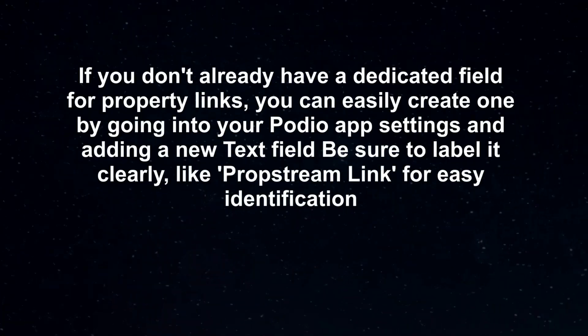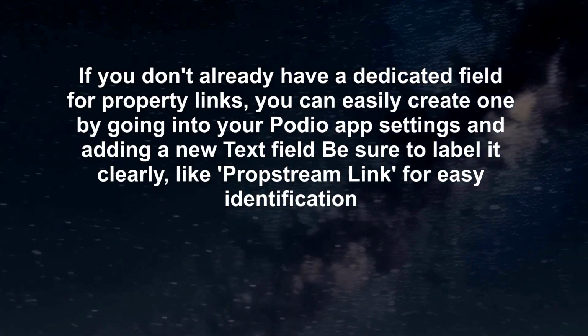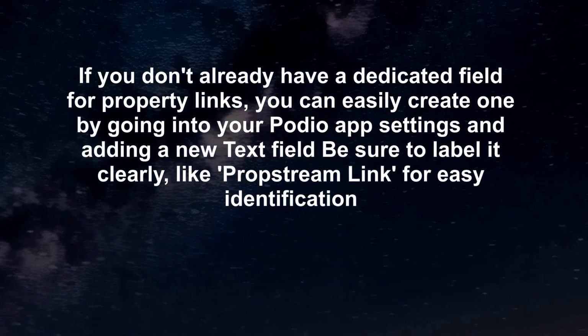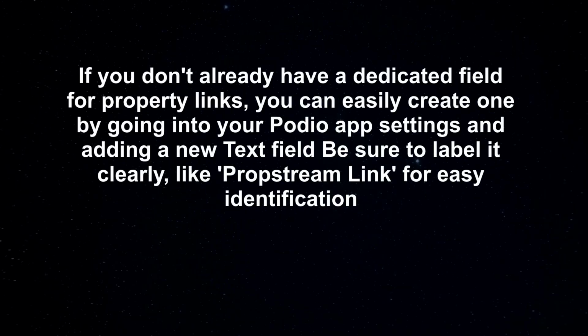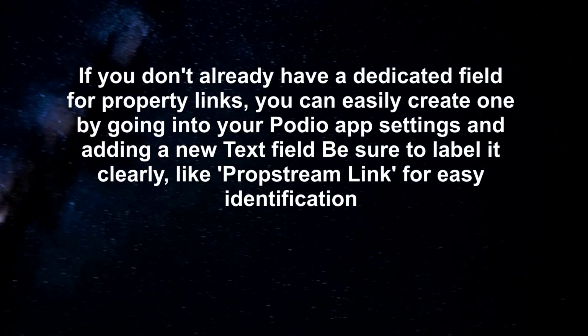If you don't already have a dedicated field for property links, you can easily create one by going into your Podio app settings and adding a new text field. Be sure to label it clearly, like Propstream link, for easy identification.